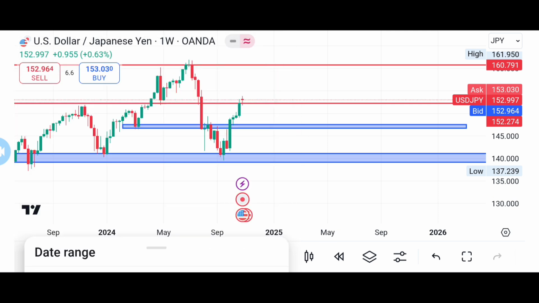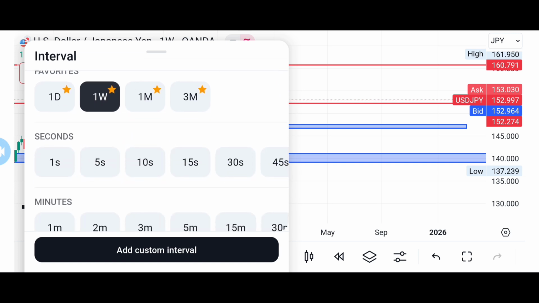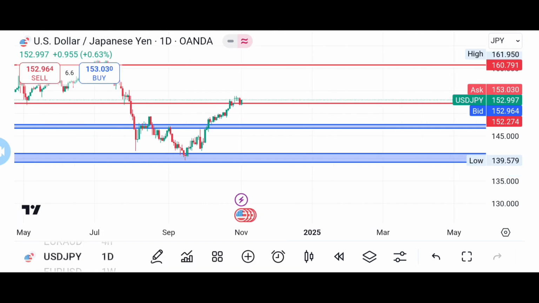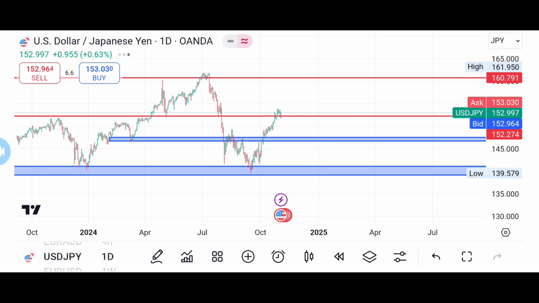So in the weekly, we have seen three scenarios. We have seen a possible head and shoulder, a possible inverse head and shoulder, and the market may range. But I'm still bullish in this market. So I'm still favoring buyers. I want to see the scenario whereby the inverse head and shoulder is formed so that we can buy this market.